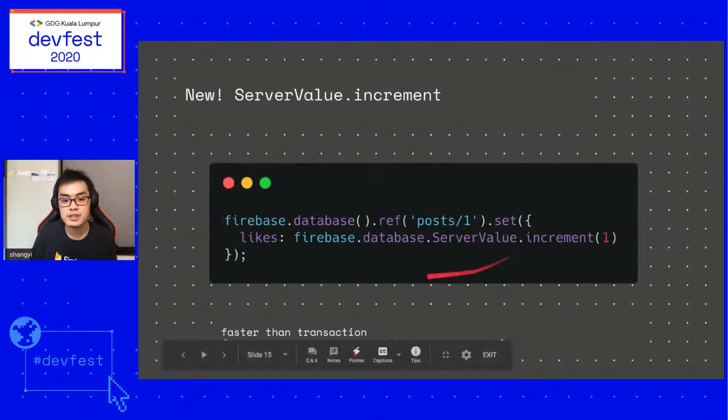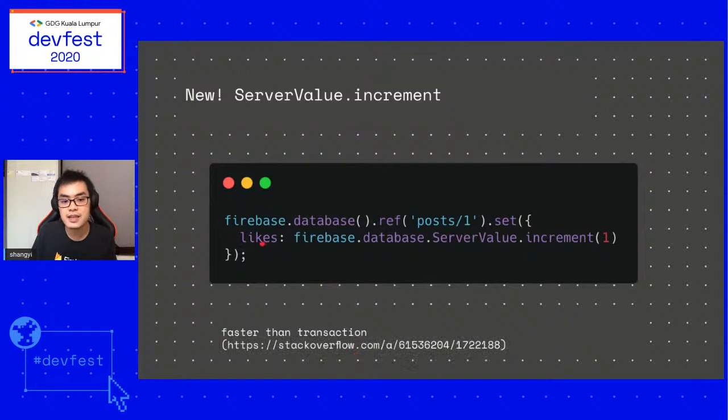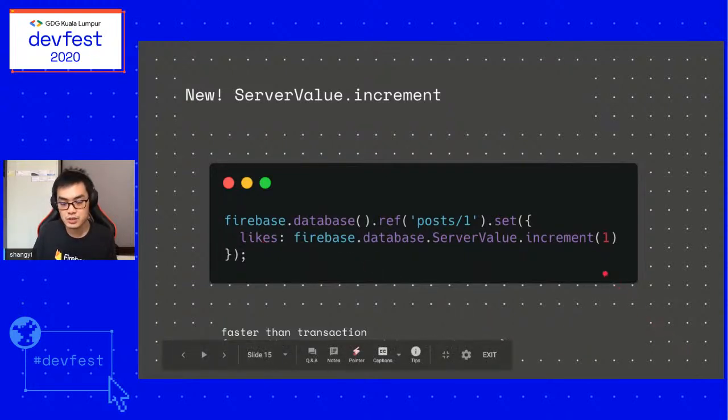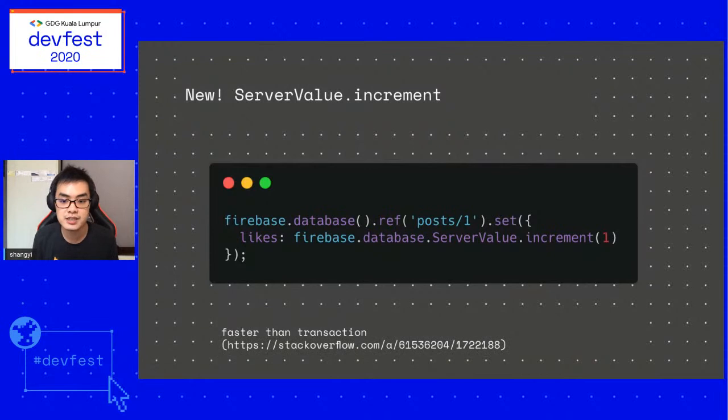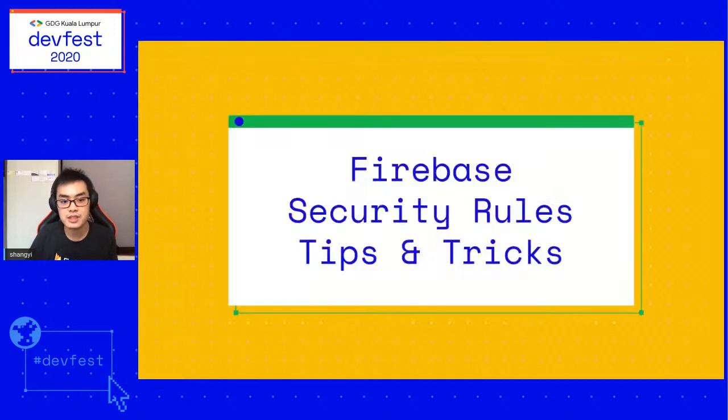In this way, you don't actually need to retrieve the value of the existing likes. Everything is done directly on Firebase itself. So this is a much faster way for you to do increment, because you are not creating any transactions on your side, and there's no waiting on the real-time database side to increase the values to make sure they are always unique.